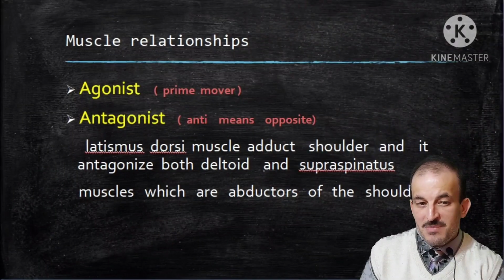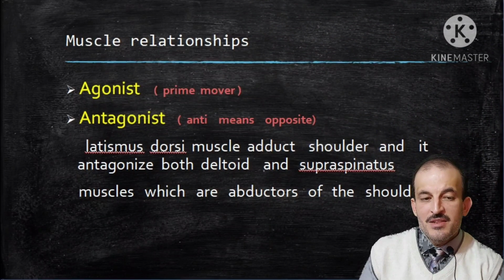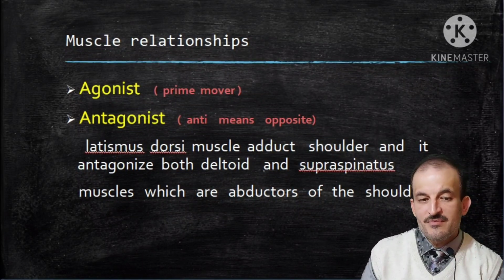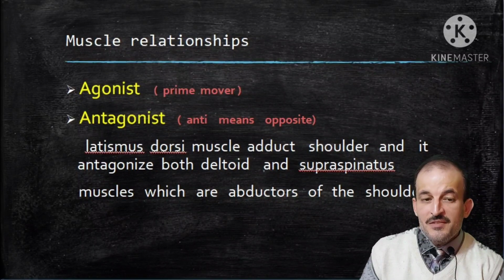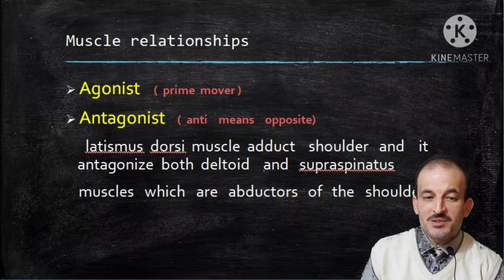Another topic is muscle relationships, or the relationship between muscles. The first one is the agonist, or the prime mover. I mean the muscle that contracts and produces the movement is called the agonist. Antagonist is the muscle that reverses the action of the prime mover or agonist, causing reverse action of the prime mover. Anti means opposite.